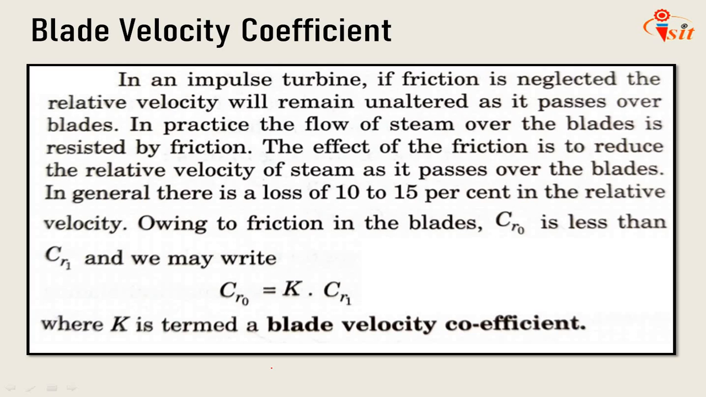Of course, the velocity of leaving the blade will always be less than the entering velocity. So CR0 equals K times CR1. K is termed the blade velocity coefficient. So K will be CR0 divided by CR1. That will be the blade velocity coefficient.